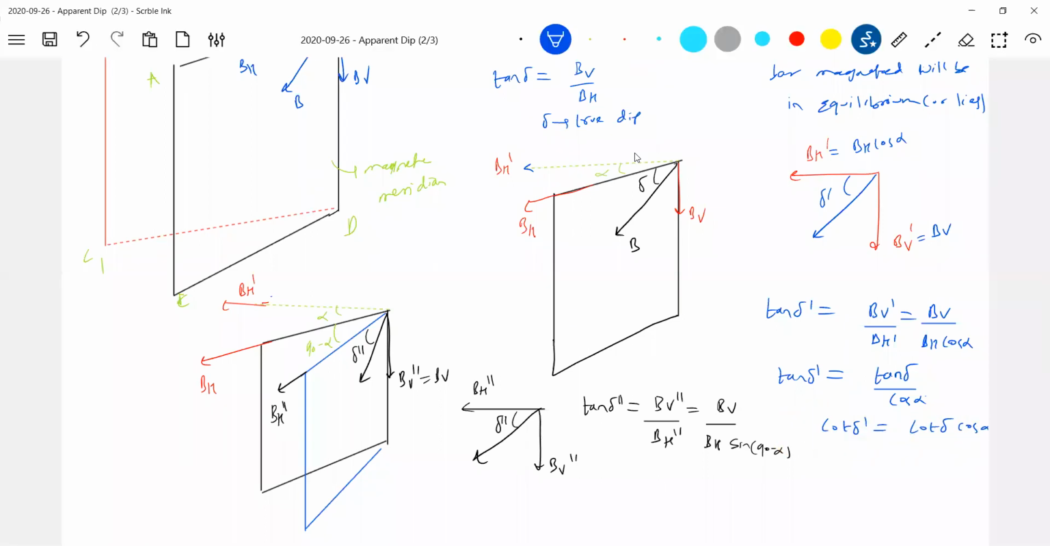The final simplification of this will be tan delta. So BH cos of 90 minus alpha, the cos component of BH will resolve it. So BH double dash will be BH cos of 90 minus alpha. Cos of 90 minus alpha will be sine alpha. So tan delta double dash is equal to tan delta over sine alpha. So this will become cot delta double dash equals cot delta by sine alpha. These are equations 1 and 2.